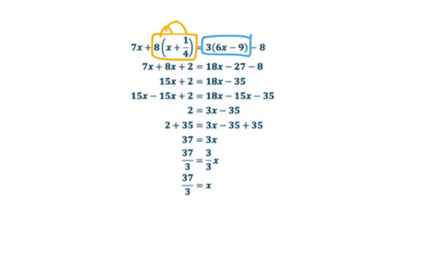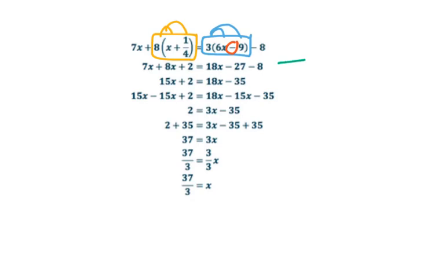Things get slightly more complicated on the other side. Yes, you're still multiplying, but you have to keep an eye out for the subtraction sign. So when you distribute 3 across 6x, it's 18x, and when you distribute 3 across subtracting 9, it's negative 27. So pay attention to that.